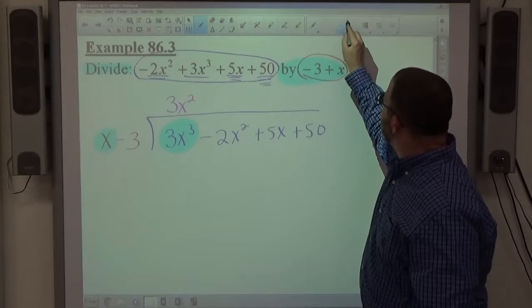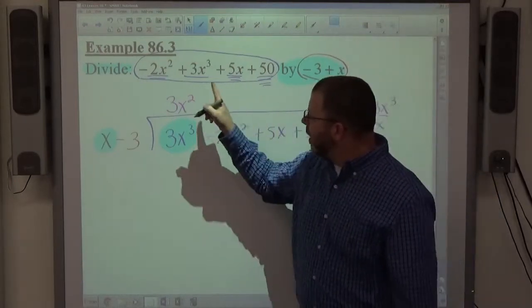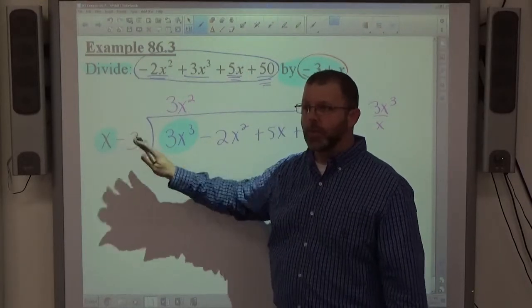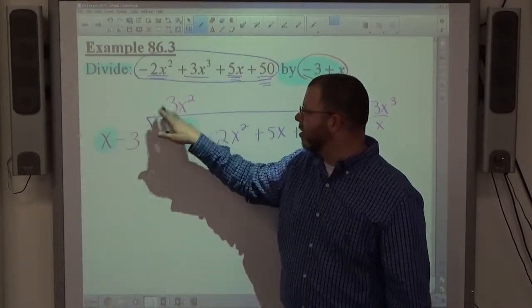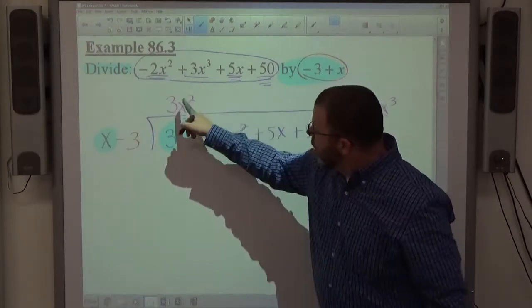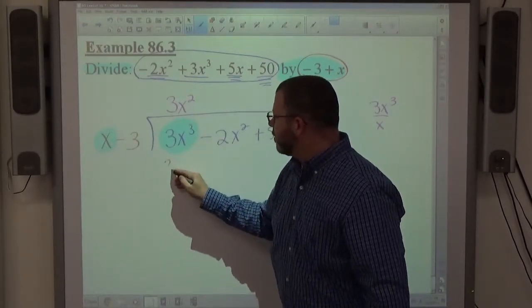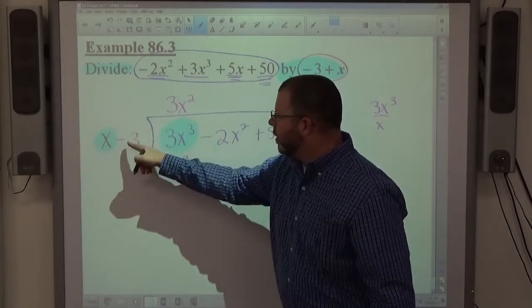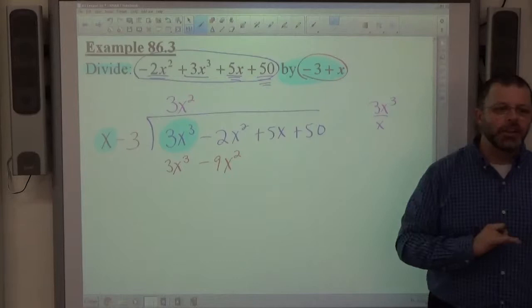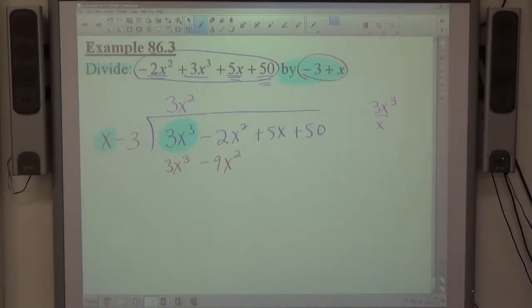Once you've divided to get an answer, the next step is to multiply the answer you get, this answer, times the entire divisor. So I'm only going to divide by x, but I'm going to multiply the answer times both pieces. So I'm going to get two things, something here and something here. 3x squared times x makes 3x cubed. 3x squared times negative 3 makes negative 9x squared. Pay attention to signs when you do that. The signs are what they are. Let the products happen as they should.